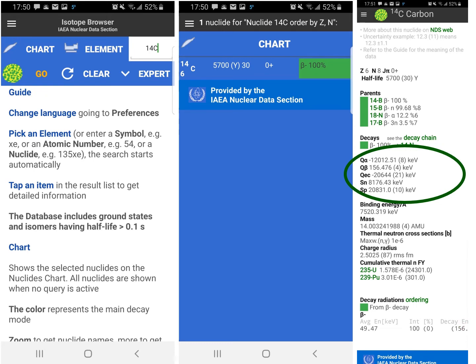So for here, one of the first questions we asked: what's the Q value for the beta decay of carbon-14? You could use the isotope browser and get 156.476 keV.